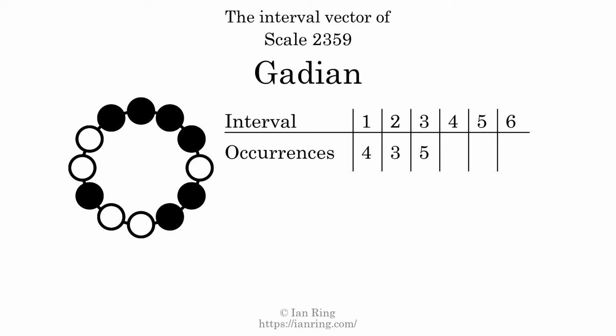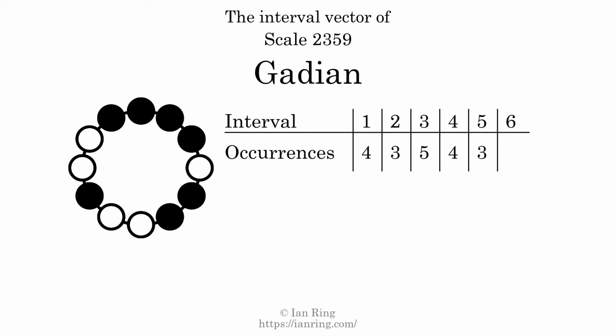There are 5 intervals with the size of 3 semitones. They are here, here, here, here, and here. There are 4 intervals with the size of 4 semitones. They are here, here, here, and here.